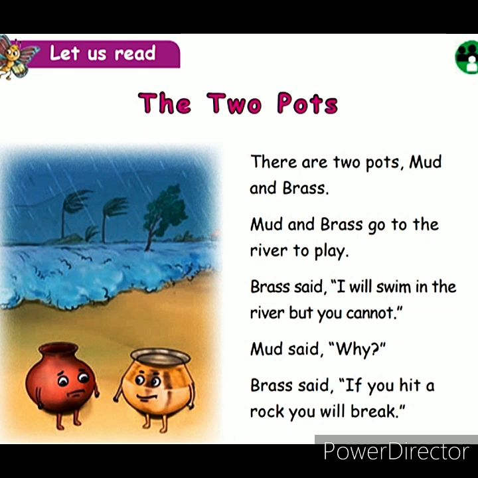Brass said, I will swim in the river, but you cannot. So the brass pot said, I will swim in this river. Swim na நீச்சல் அடிக்கிறது. Swim in the river, but you cannot. You cannot na உன்னால முடியாது. So the mud said, why? So mud கேக்குது, ஏன்? Why means ஏன்?